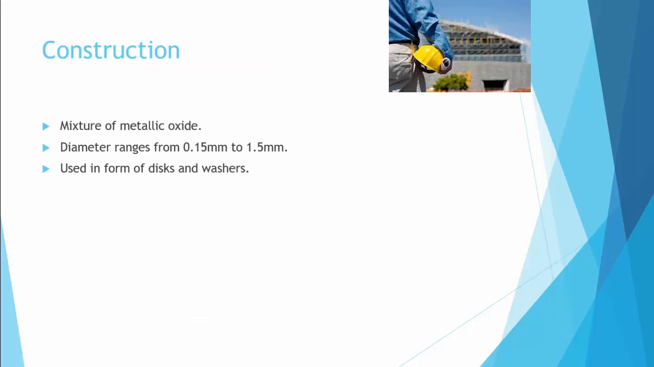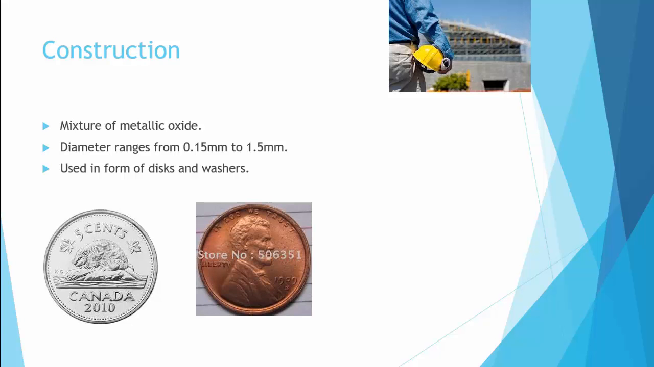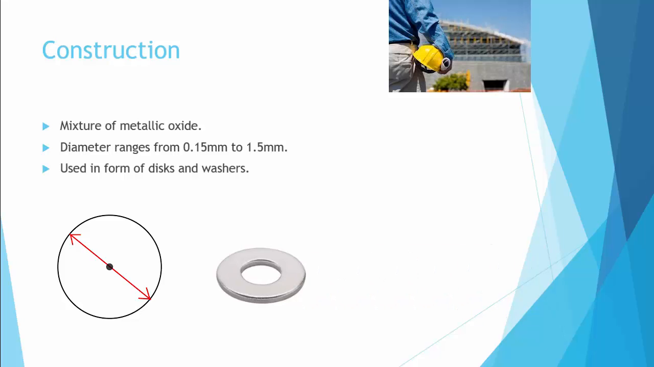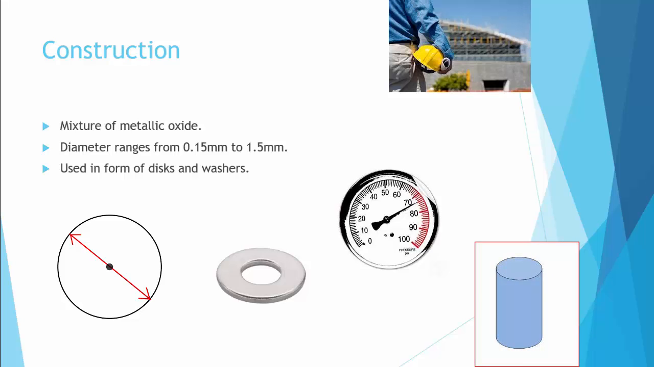It is generally composed of a mixture of metallic oxides such as manganese, nickel, cobalt, copper, etc. Further, smaller thermistors are in the form of beads of diameter from 0.15 mm to 0.15 mm. It may also be used in the form of discs and washers made by pressing thermistor material under high pressure into flat cylindrical shapes with diameters from 3 mm to 25 mm.